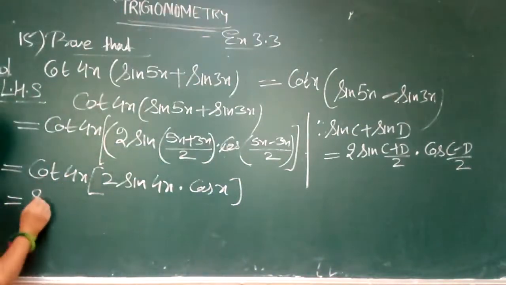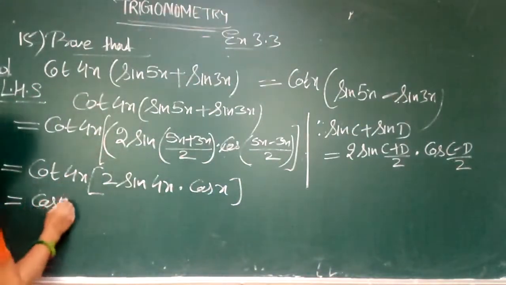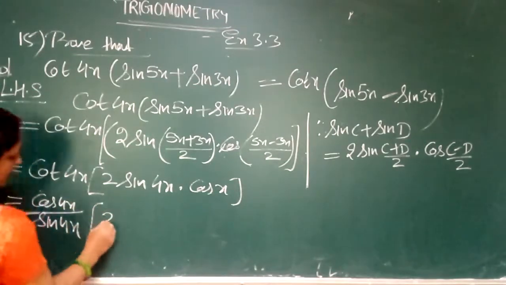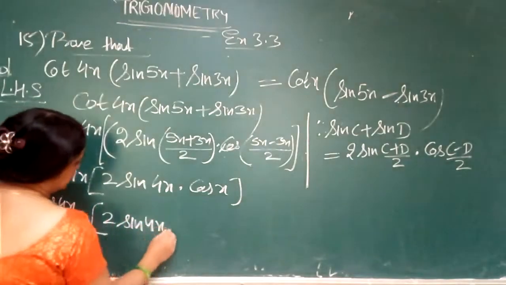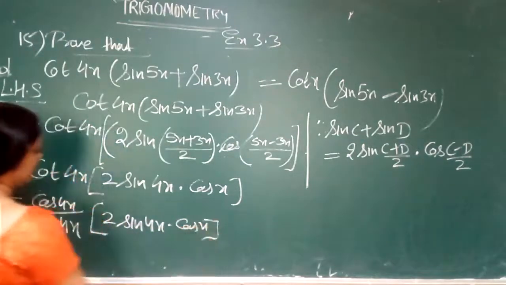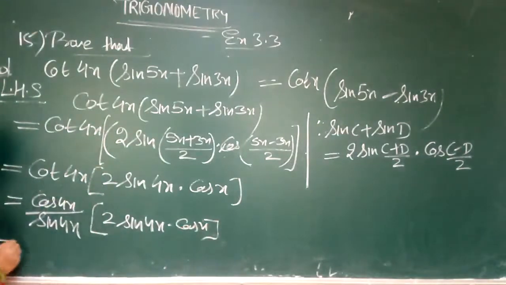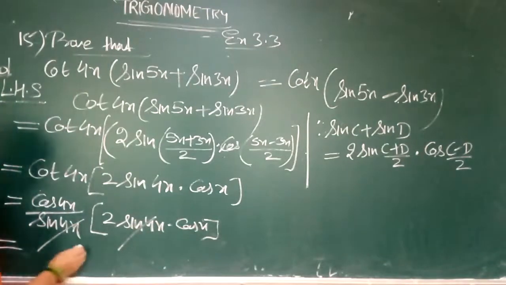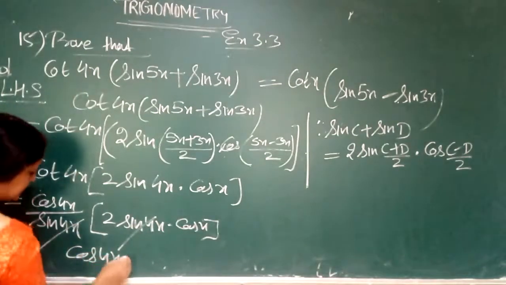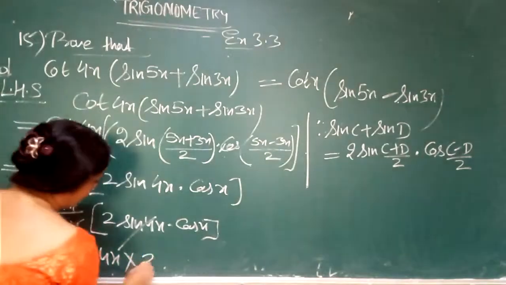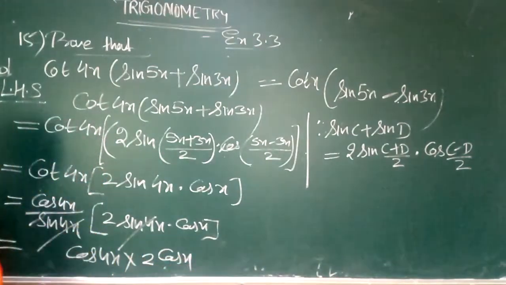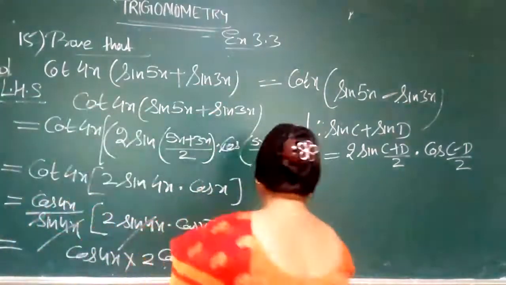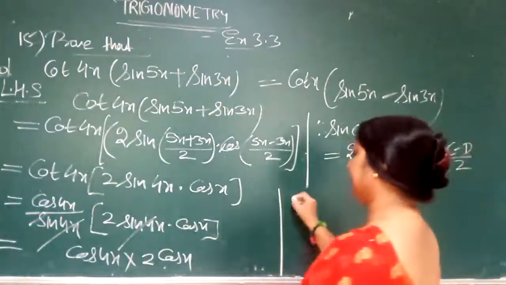We can write cot as cos 4x upon sin 4x, bracket 2 sin 4x into cos x. After that, you can see this sin 4x cancels with this sin 4x. So what is left here? Cos 4x into 2 cos x. But students, in the right hand side we have cot x. So how can we change this step? After this step I am writing here.